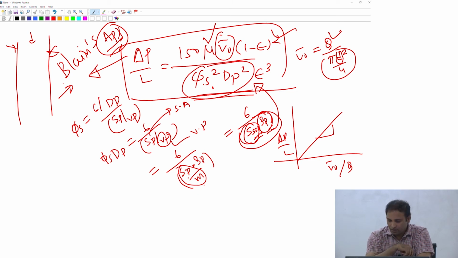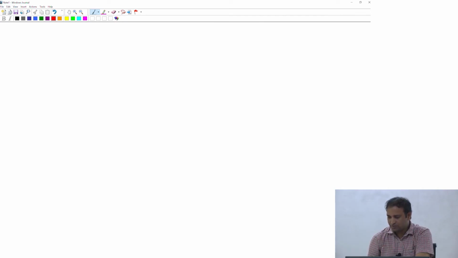Any questions? With that, I'm going to stop with flow through packed beds. We're going to look at some examples, maybe in the tutorial on Friday, of problems involving flow through packed bed. The next concept that I'm going to look at is something called a fluidized bed.